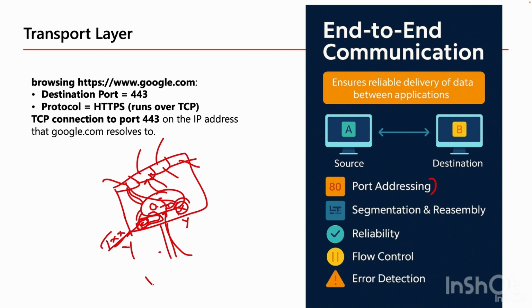Next, segmentation and reassembly. So you have large chunks of data coming from the above layer. We cannot send it as such because the data link layer or the physical layer is error prone, and once there is an error, you will have to resend the data. So it is better to send it in small chunks, to cut the data into pieces and reassemble them at the receiver side. This is also one of the jobs of the transport layer protocol. And reliability. Once it comes to reliability, we have two options. One is TCP and the other is UDP.